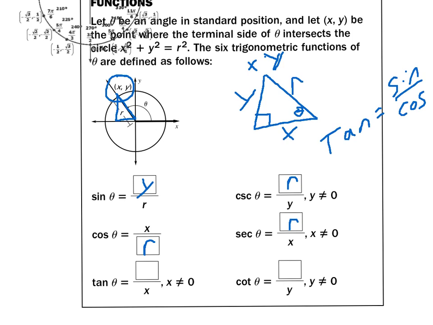So the tangent of theta actually equals y over r divided by x over r. Well, if I multiply the top and the bottom by r over r, I end up with y over x. And cotangent is simply x over y.